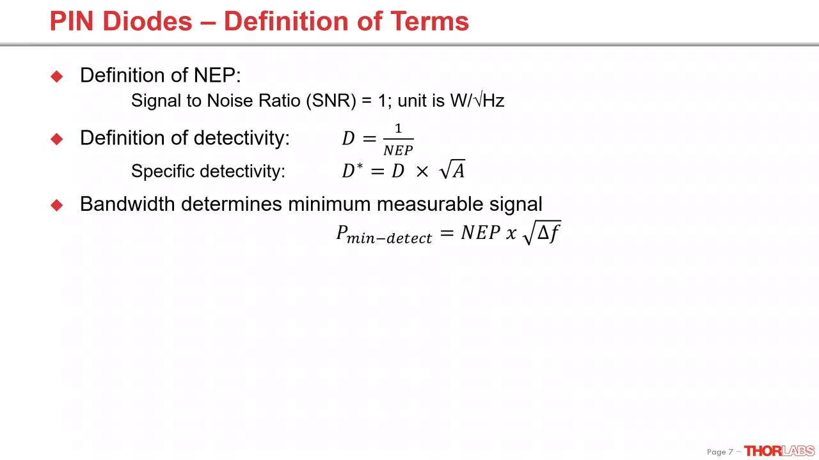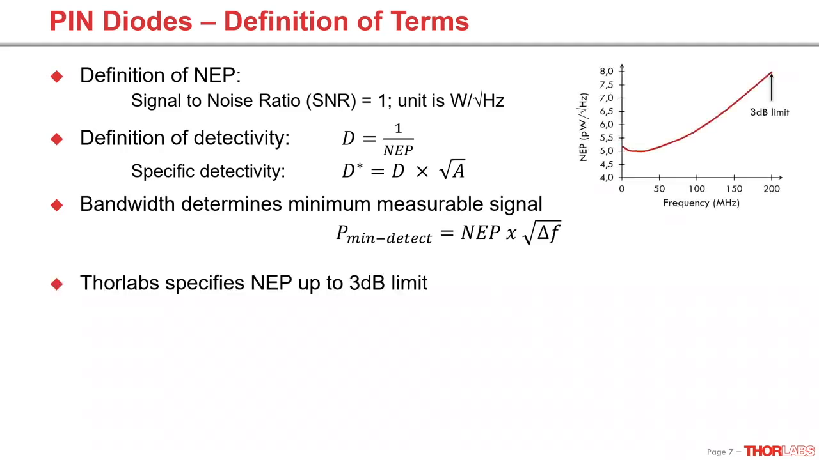The NEP on one hand can be reduced by a longer integration, or on the other hand, it will get larger the faster the signal to measure is. To give an example, when detecting a signal in a 1 megahertz bandwidth with a NEP of 1 picowatt per square root hertz, the optical power required for a signal-to-noise ratio of 1 is 1 picowatt times square root of 1 million, meaning 1 picowatt times 1000, and this gives a minimum measurable power of 1 nanowatt.